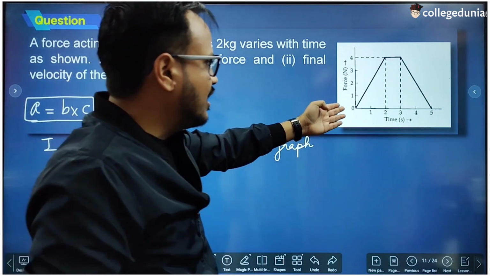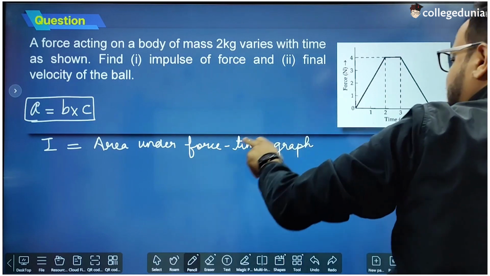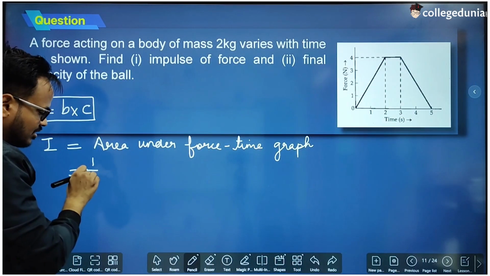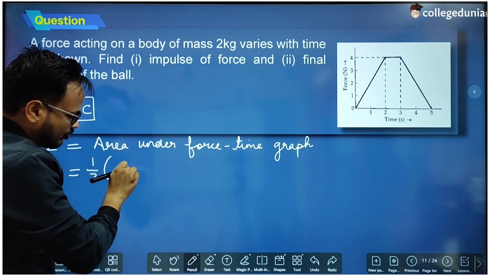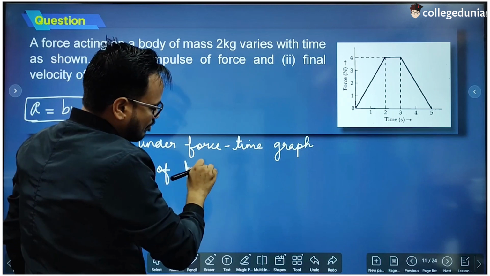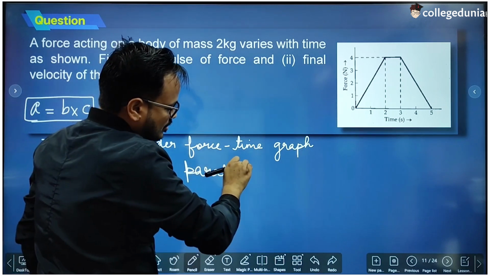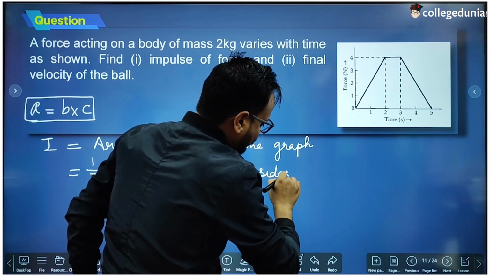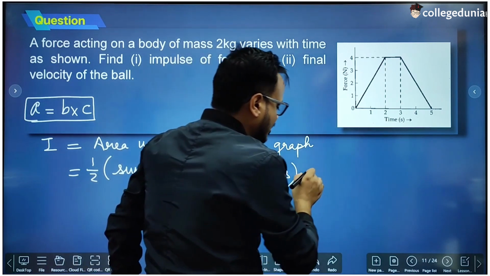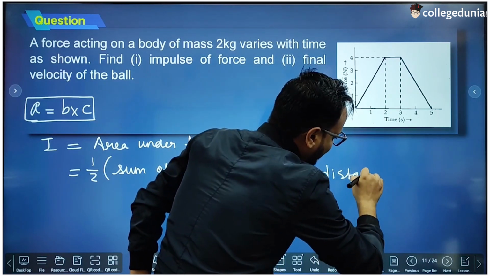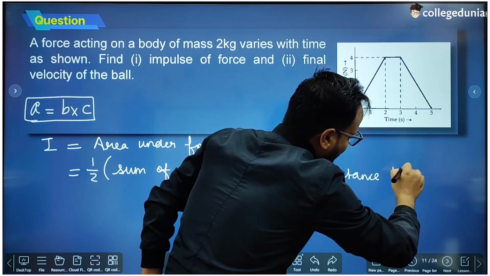Now what is the area? This figure seems to be a trapezium, and what is the area of a trapezium? Area of the trapezium is half into the sum of parallel sides into the distance between them.